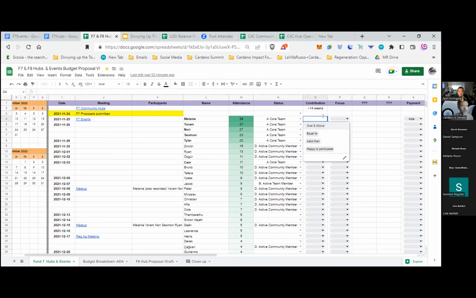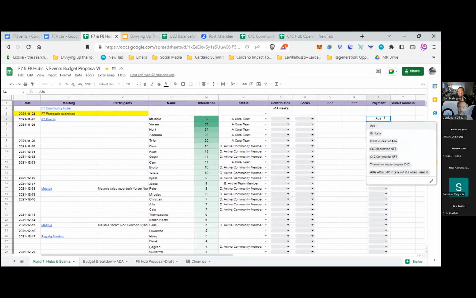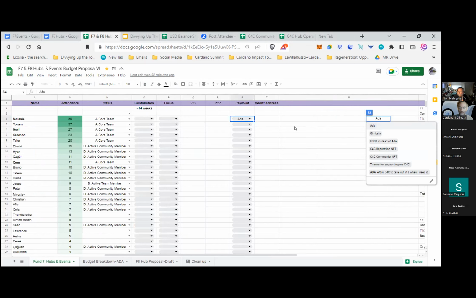And then this one, contribution: how do you feel about it? Over and above, equal to the amount of attendance, equal to this number, less than, I'm just happy to participate. These are just some things that I'm throwing out, and I'd like some feedback on this so we can get this done. We have the opportunity to make payouts in ADA, gimbals, or USD instead of ADA. This whole thing about selling ADA actually drives the price down.